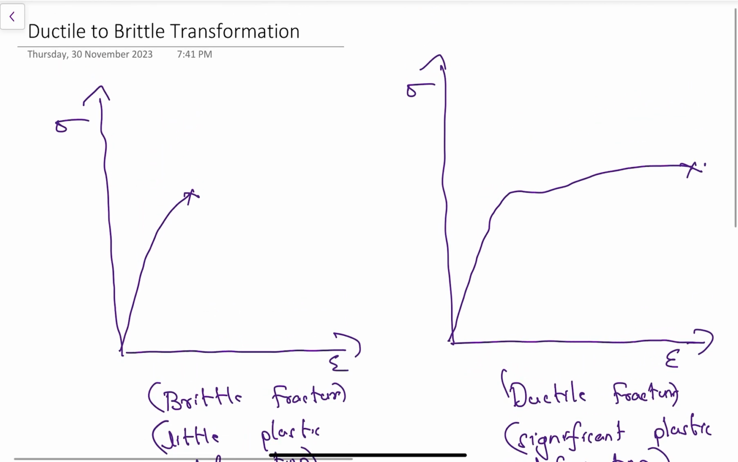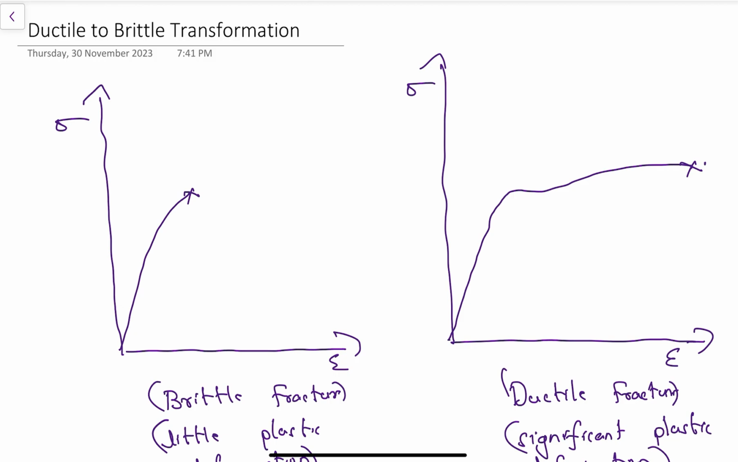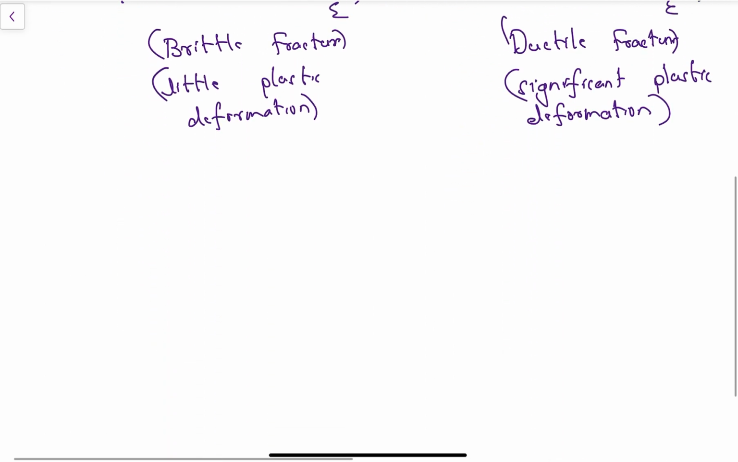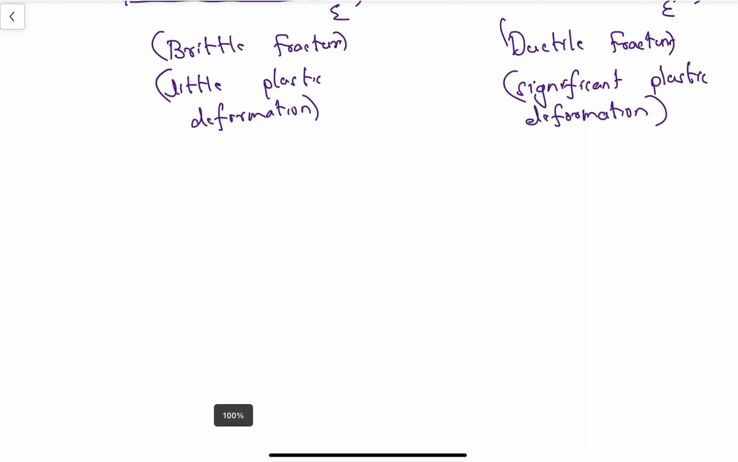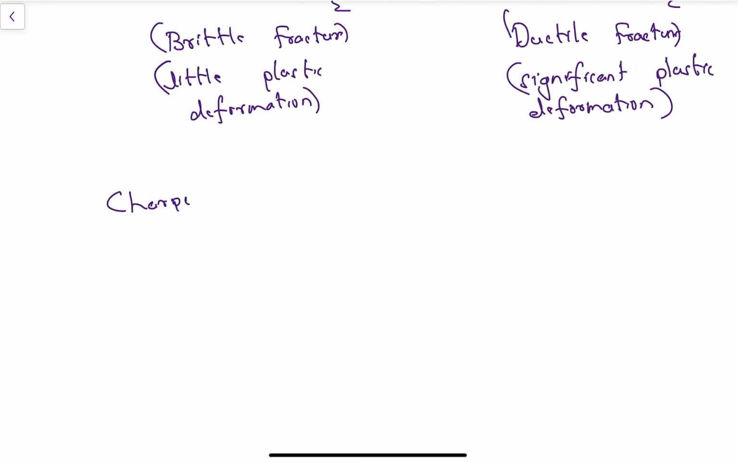But see, temperature can affect this. The materials exhibiting ductile fracture can also show brittle behavior due to some transition due to temperature. Okay, due to some transition temperature. To understand this, let us do some impact test. That is the Charpy impact test. This test is conducted to measure the ductility of the material.